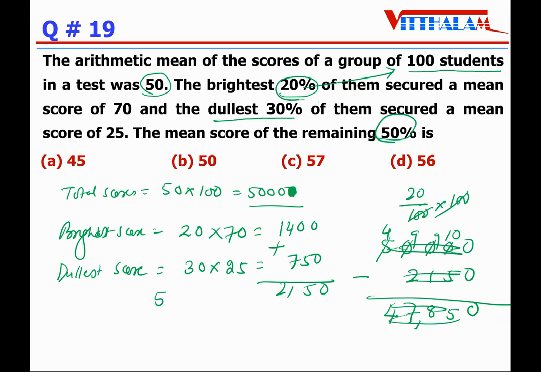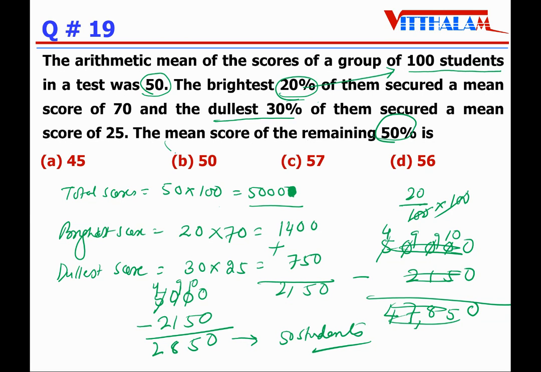So the remaining score is 5,000 minus 2150. So here it is 4, 9, 10. So 2850. 2850 is the score by the remaining 50 students.